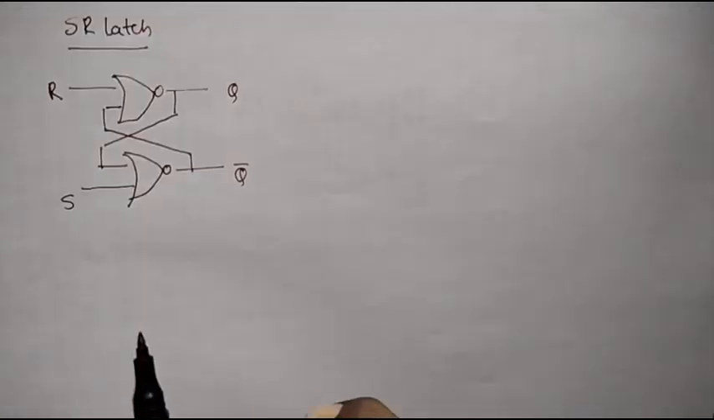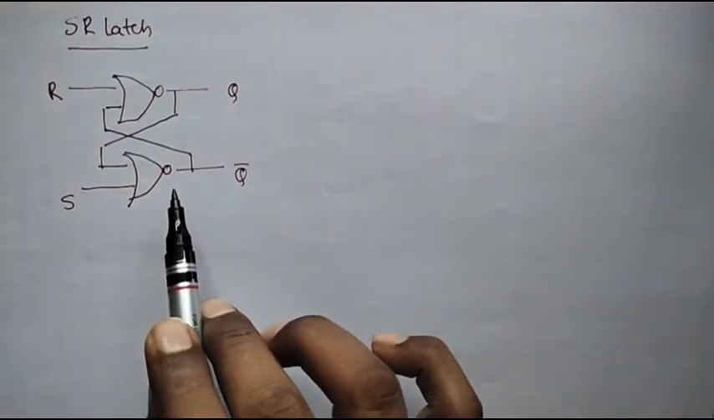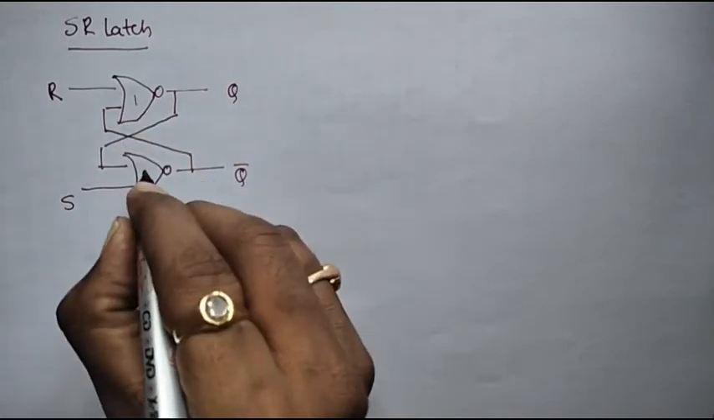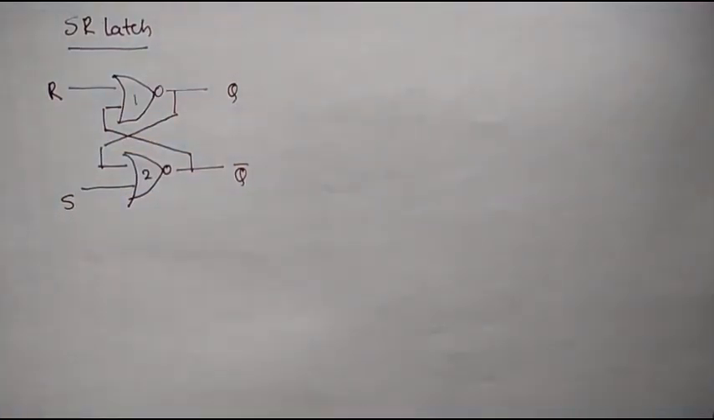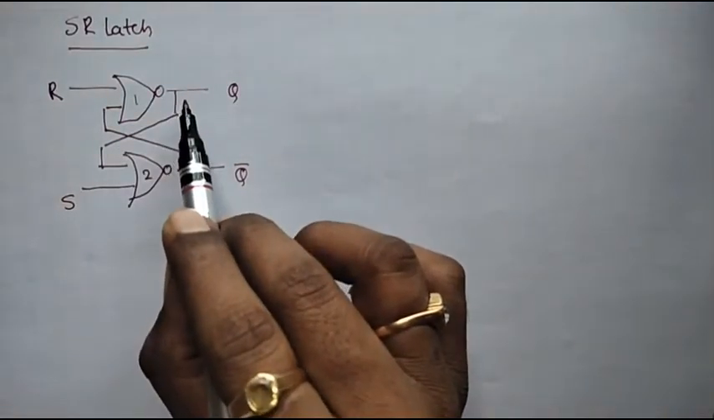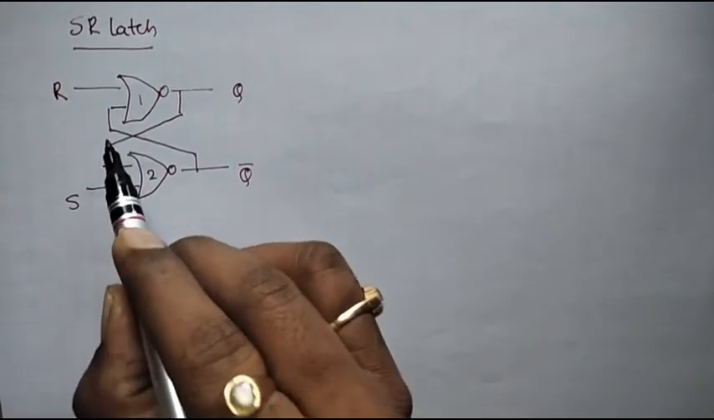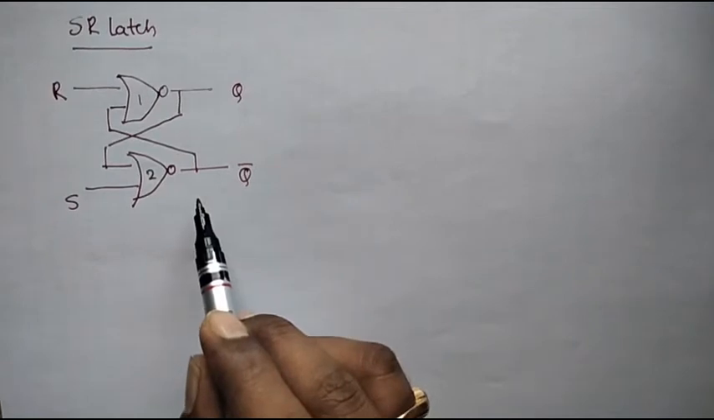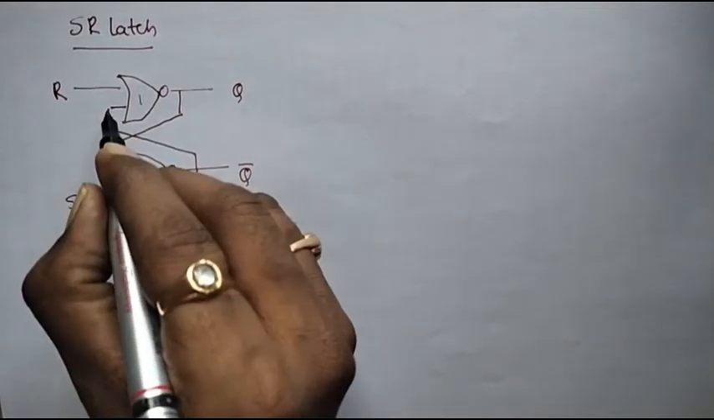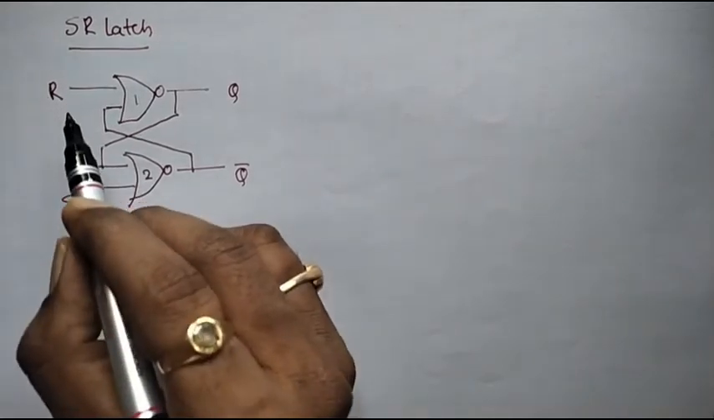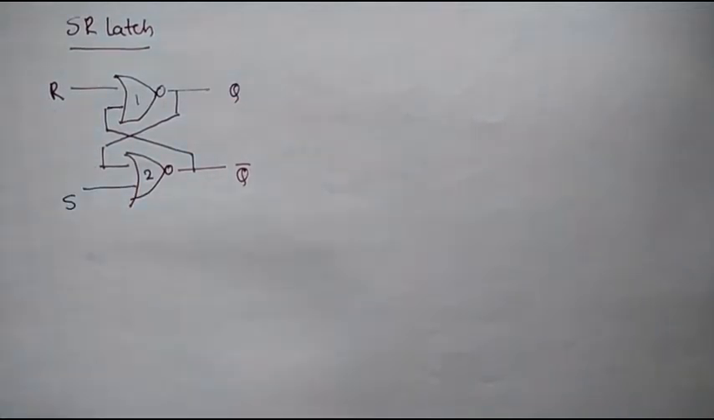This is the circuit diagram for SR latch using two NOR gates. This is first NOR gate, this is second NOR gate. As we know, here the output of first NOR gate acts as the input for the second NOR gate. Similarly, output of second NOR gate is acting as the input for the first NOR gate. Along with these inputs, we have two external inputs known as S and R.